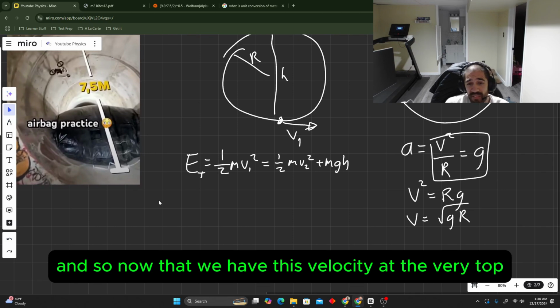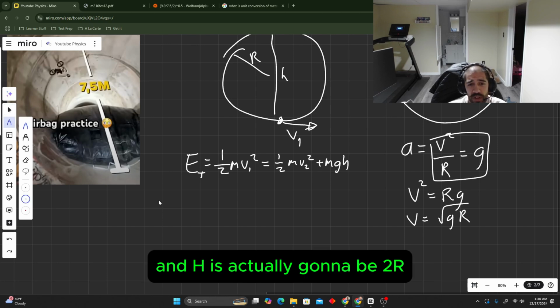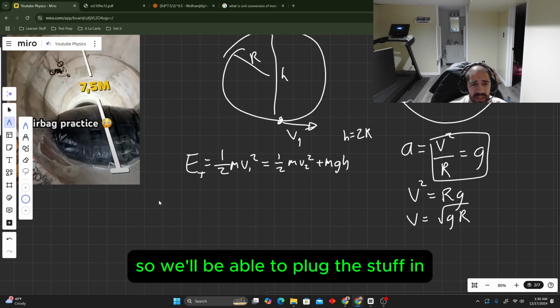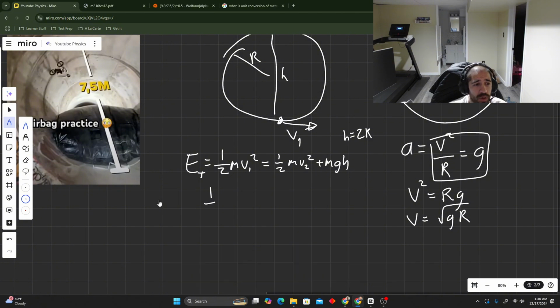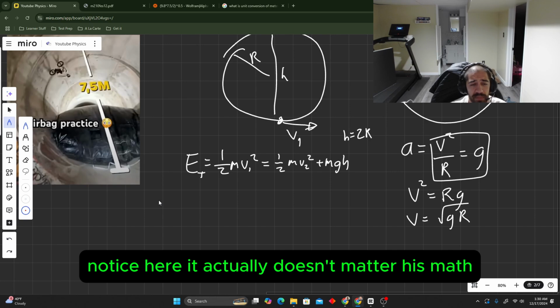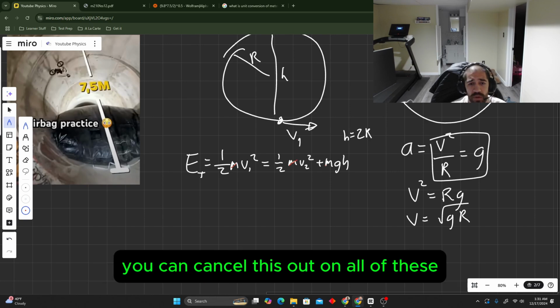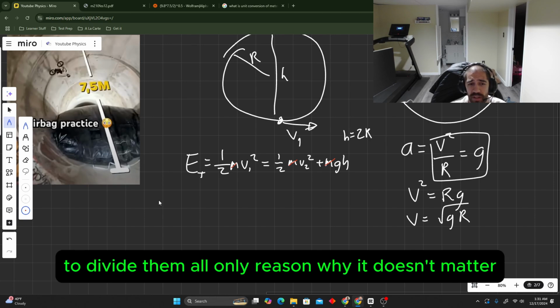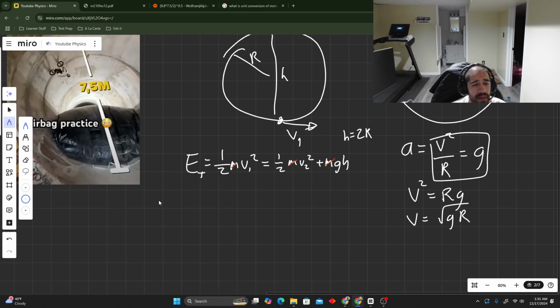And so now that we have this velocity at the very top, right? That's going to be this v2, okay? And h is actually going to be 2r. So we'll be able to plug this stuff in. So we want to solve for how fast he has to go. So we're looking at this one. We're going to take this equation. We're going to first simplify it. Notice here, it actually doesn't matter his mass. So you can cancel this out on all of these to divide them all. The only reason why it doesn't matter is because you could divide or factor it out here.